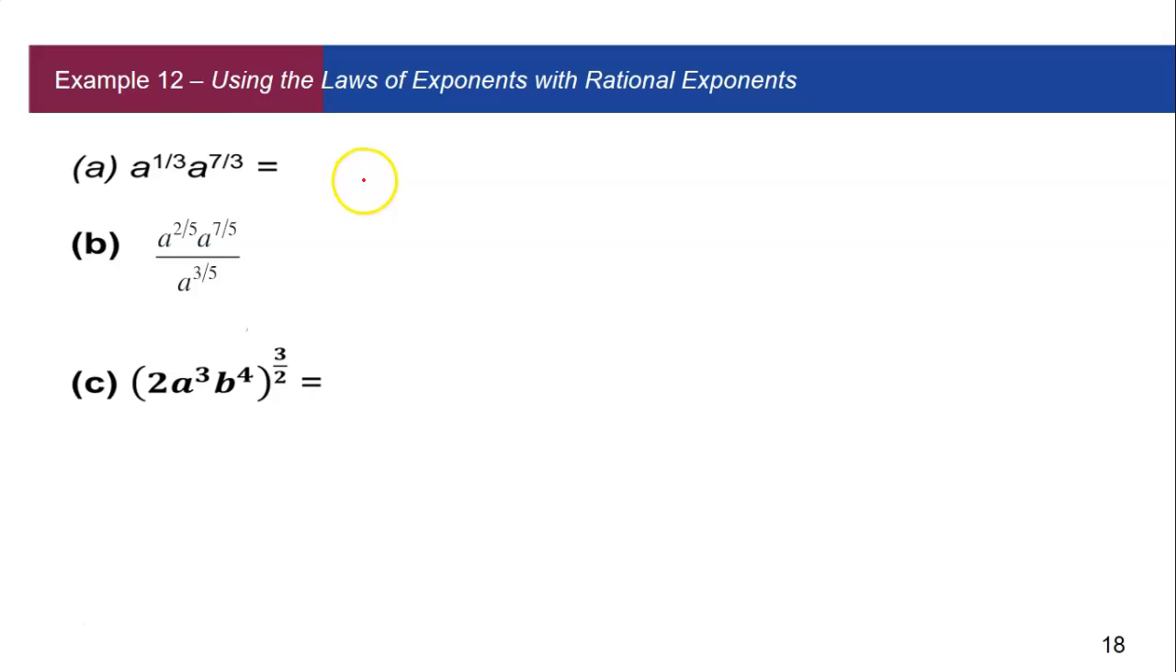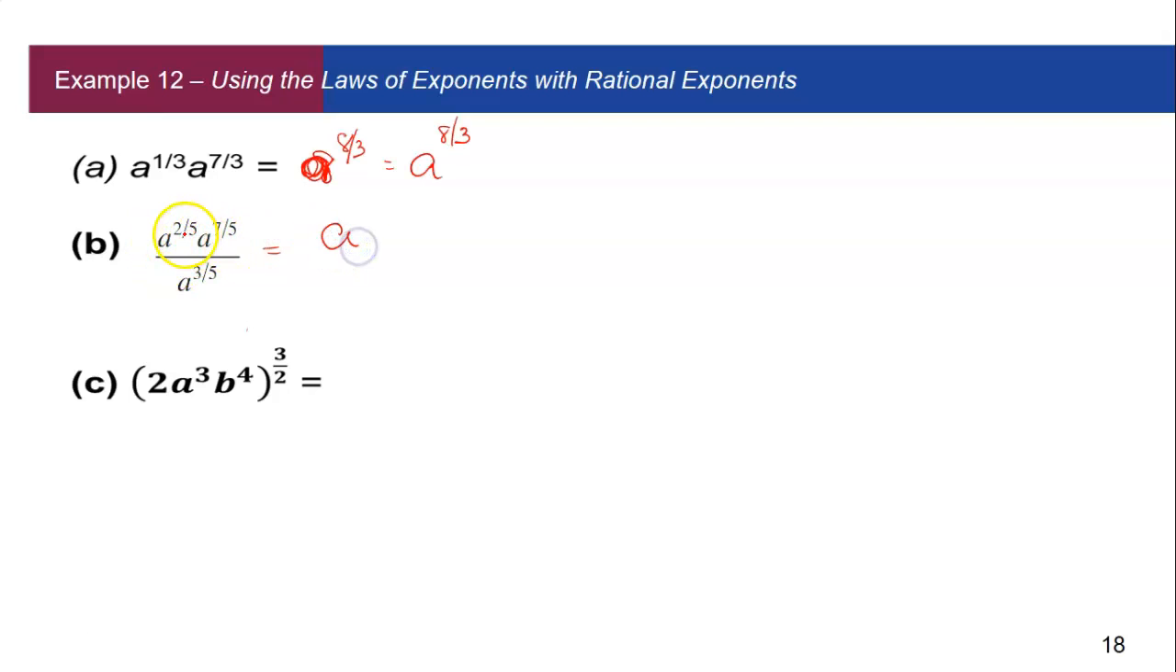Okay, we've been working with radicals and converting those to rational exponents if we needed to and so forth, but sometimes it's just helpful to be able to work with these rational exponents as well. So if we're combining one like this where we have like bases and we're multiplying those together, then that means we would just simply add our exponents. If we're adding our exponents, 1/3 plus 7/3 gives us 8/3. So we're going to have a to the 8/3.